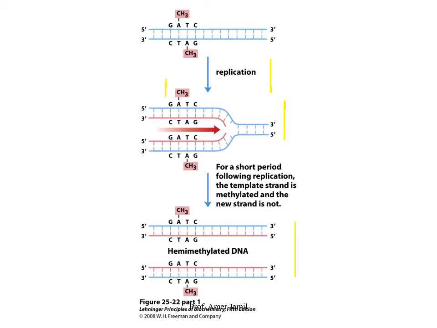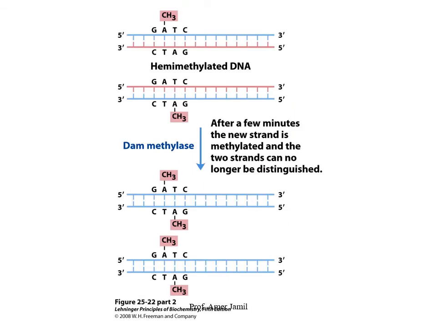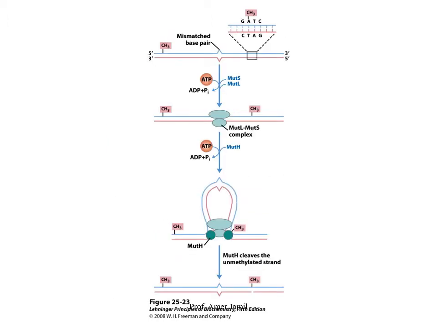So the cellular machinery distinguishes between the parent and daughter strand by the methylation. But after some time, when both strands are methylated, they cannot be discriminated or distinguished. So DAM methylases are the enzymes which actually methylate the daughter strand. Here you can see that the other strand is also methylated.